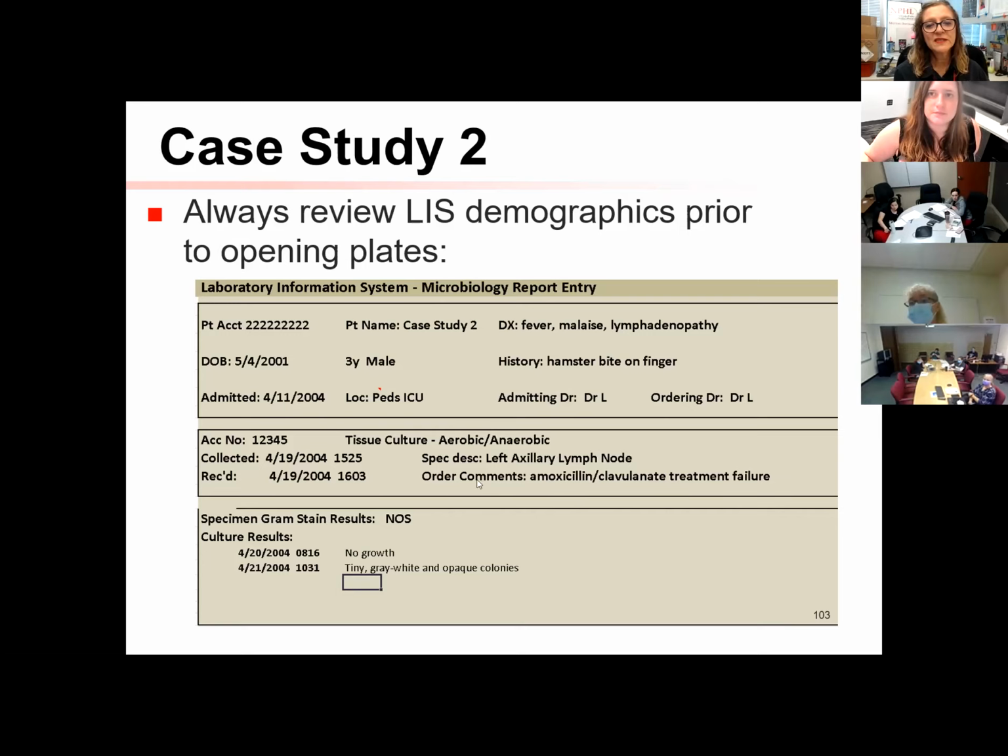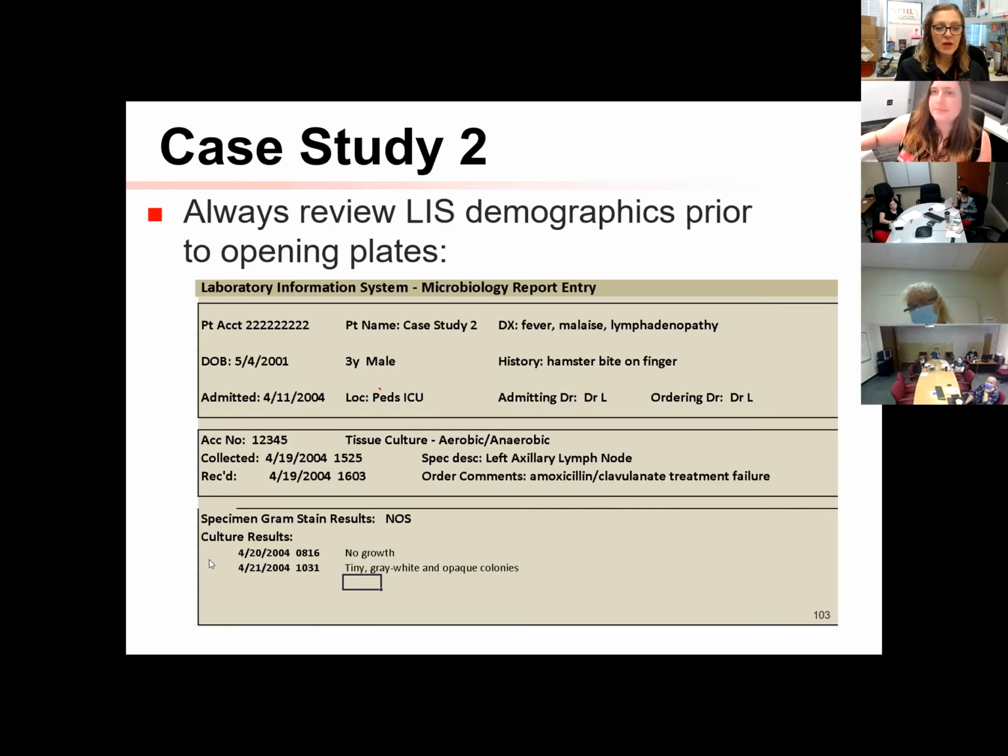And then, of course, here it says left axillary lymph node. Not too many organisms get into the lymph node either. And they even noted that there was treatment failure. So you know this has got to be a really ugly organism. I wouldn't rule it in or out by just the treatment failure, but I think the combination of all of these things that we just talked about is very important.